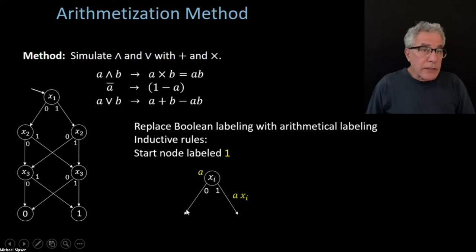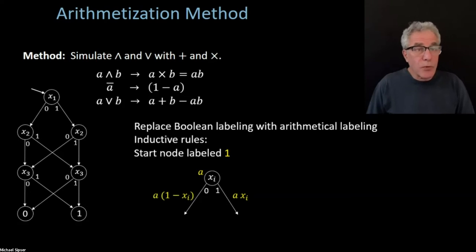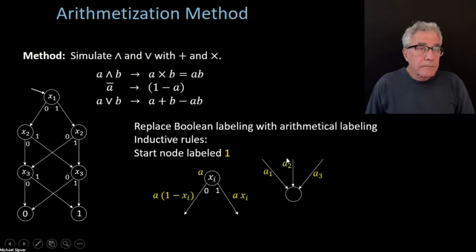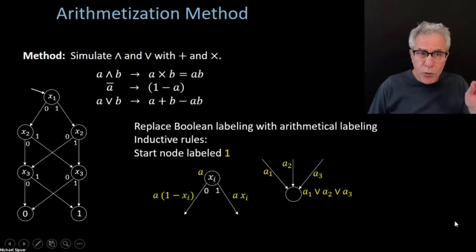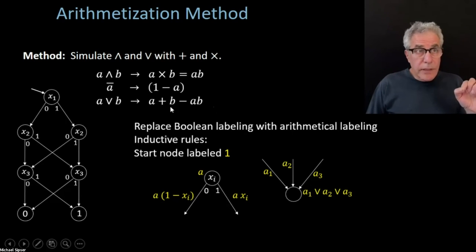So what goes down on this edge? Well, this was A and the complement of xi, as you remember. So that's going to become A times 1 minus xi. And then similarly, we had or over here, and here's a little bit of a trick, but that's going to be important for the analysis that we're going to do. Instead of using the recipe for or in terms of plus and times, we're going to have something a little simpler. It's just going to be the sum.